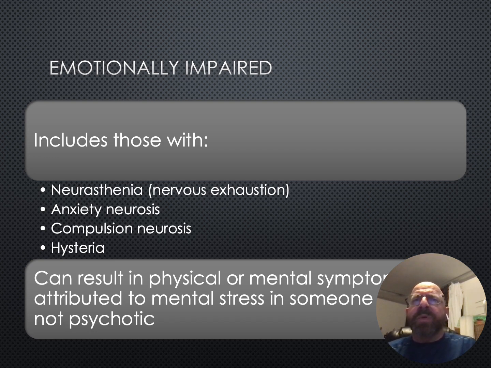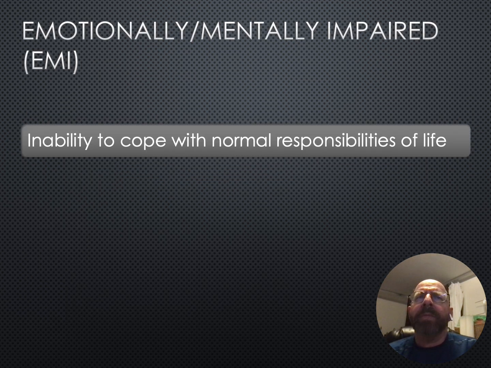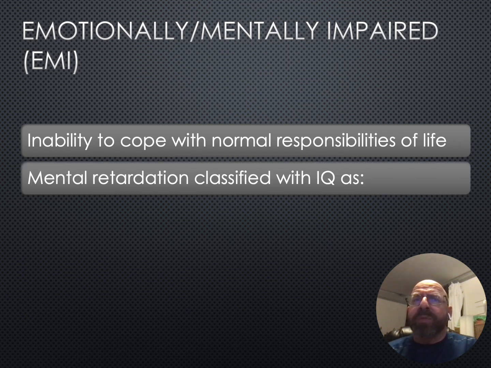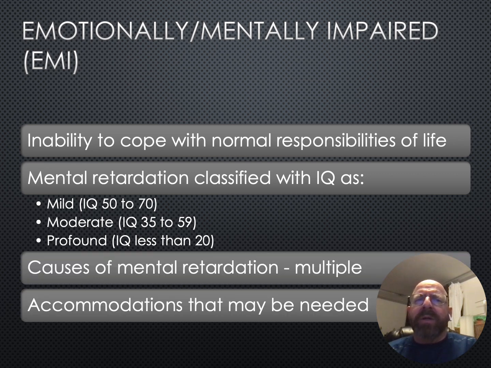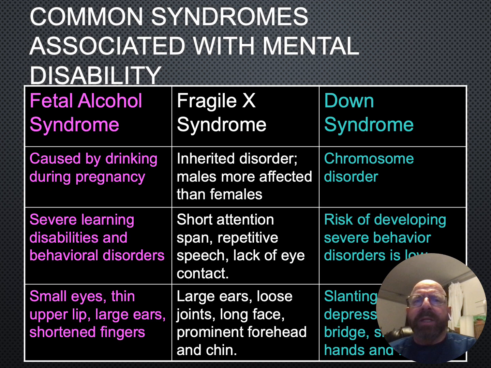In other cases, we may have some of our patients who are emotionally impaired, and this can include those with nervous exhaustion, anxiety disorders, compulsion neurosis, or hysteria. It can result in both physical and mental symptoms attributed to mental stress in somebody, and they're not usually acutely psychotic. In that case, that would be a different presentation. They may have the inability to cope with normal responsibilities of life, and in some cases where you've got mental retardation, they do tend to classify that as mild, moderate, or profound. There are multiple causes and accommodations that may be needed.